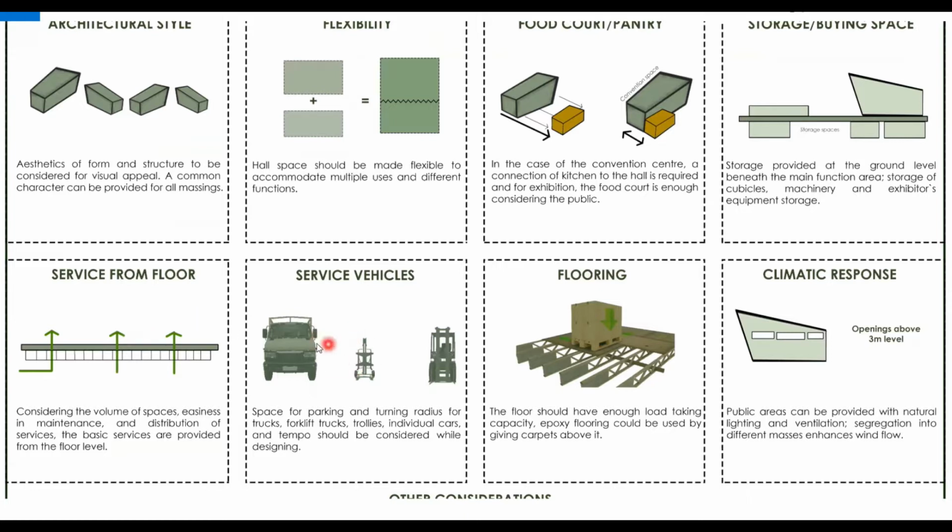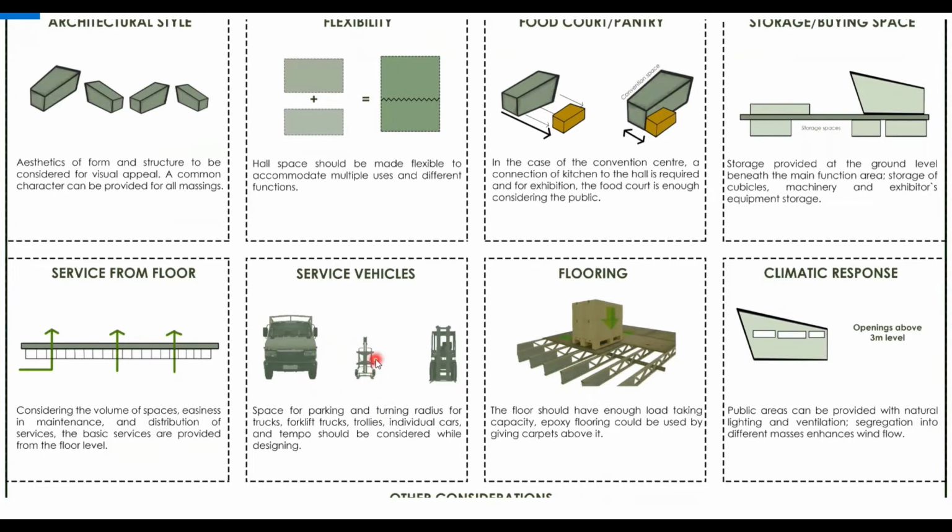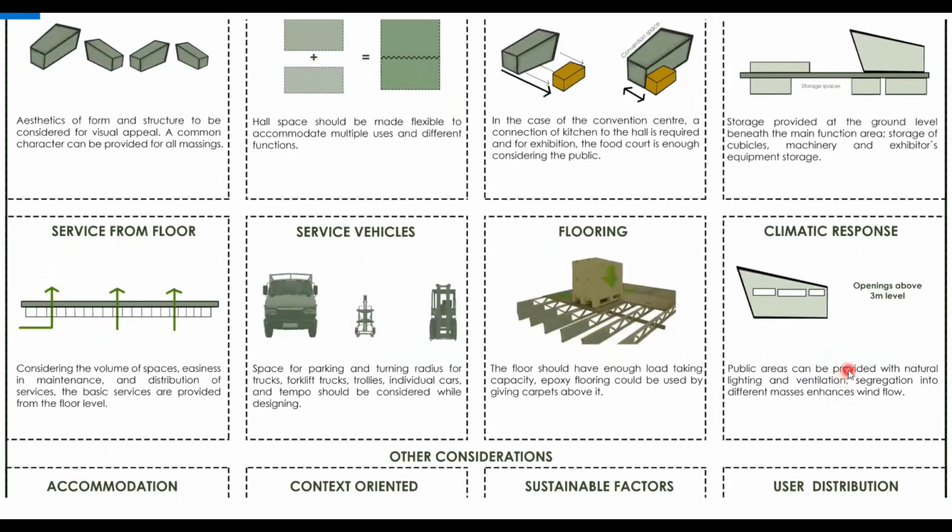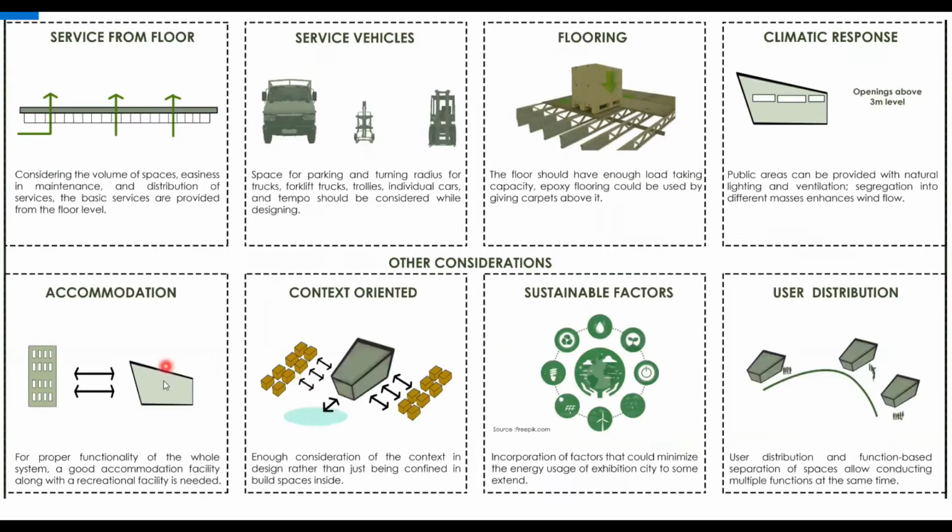And the service vehicles like forklift trucks, trolleys and trucks will be hanging around the site for logistical activities. So they need enough parking spaces and turning radius. And the flooring is somewhat thicker as compared to normal flooring. And the climatic response, by which I mean that if we are providing an opening, it should be at about 3-meter level. And other considerations are providing an accommodation facility near the convention facility, so that delegates can also use it. And most of these kinds of spaces are always interior space oriented, but I thought of considering the context and the site as well, which I will be explaining later.